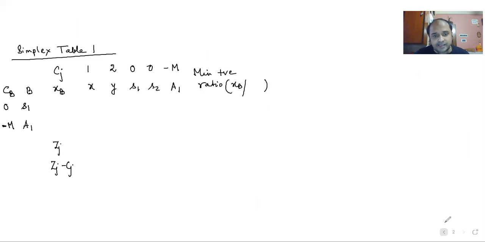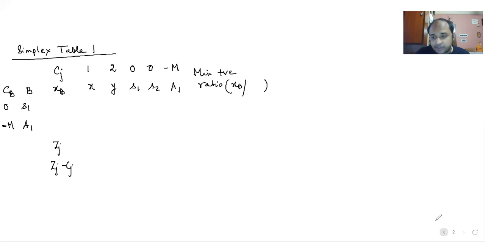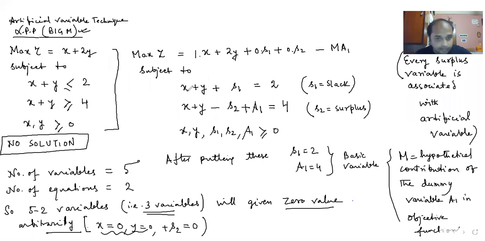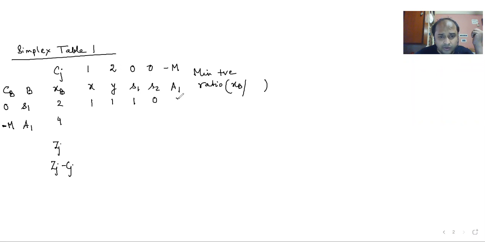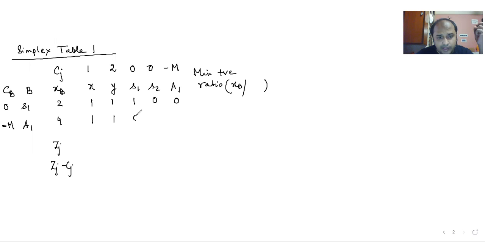And what is this matrix? Okay, let us write 1 1 1. What are the values of these basic variables? They are 2 and 4, so let us put 2 and 4. In the equations, the coefficients of the variables are 1 1 1 0 0, so we put 1 1 1 0 0 here. In the next one, there is no slack variable, so the coefficients are 1 1, the slack variable has coefficient 0, S2's coefficient is minus 1, and A1's coefficient is 1. So we are going to write it as 1 1 0 minus 1 and 1.